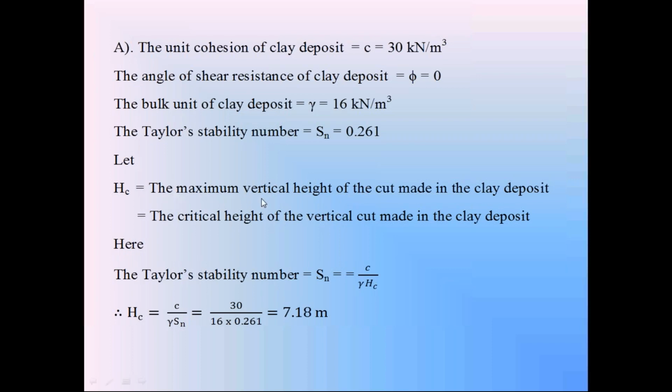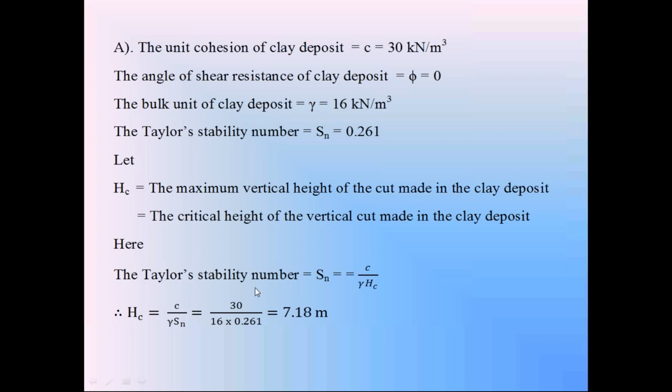Since we are asked to find the maximum vertical height of the side of the canal, we can call this maximum vertical height the critical height HC. In the Taylor stability analysis, the maximum height of the soil slope is called the critical height HC. Here the soil slope is vertical. So in this problem, HC is the maximum vertical height of the vertical cut for the side of the canal, and we are asked to apply the Taylor stability analysis.